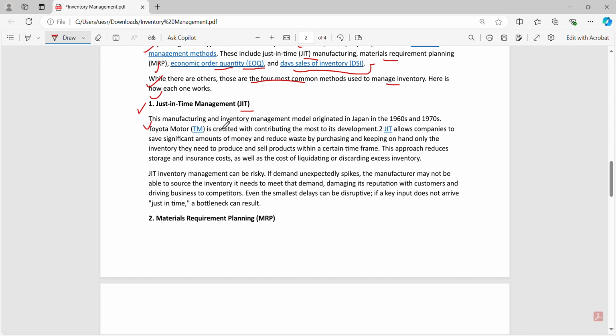So this manufacturing and inventory management model originated in Japan in the 1960s and 70s. Toyota Motor (TM) is credited with contributing the most to its development. JIT, just in time, allows companies to save a significant amount of money and reduce waste by purchasing and keeping on hand only the inventory they need to produce and sell product within a certain time frame. This approach reduces storage and insurance costs as well as the cost of liquidating or discarding excess inventory.